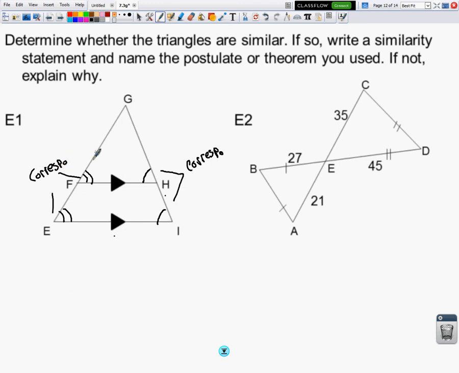So if I look at triangle GFH, it is similar to the big triangle GEI by what postulate or theorem? Angle-angle similarity.